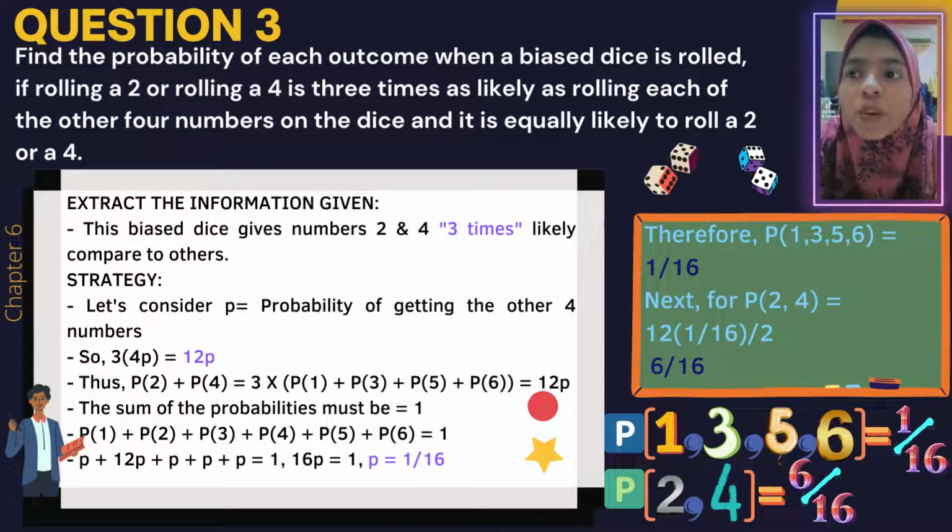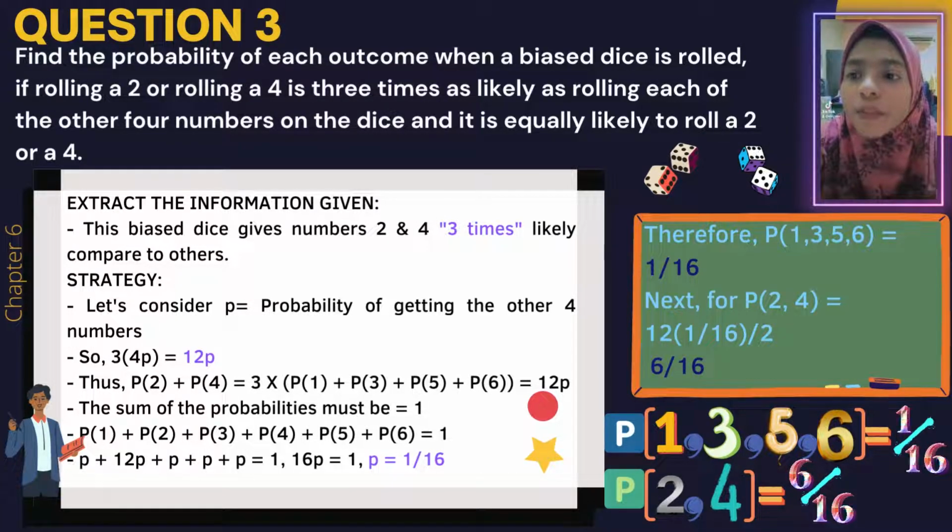consider the probability of getting each of the other 4 numbers as P. So the probability of number 2 or 4 equals 3 times 4 P, which is 12P. So that we get P2 plus P4 equals 12P, where P1, P3, P5 and P6 each equal P.